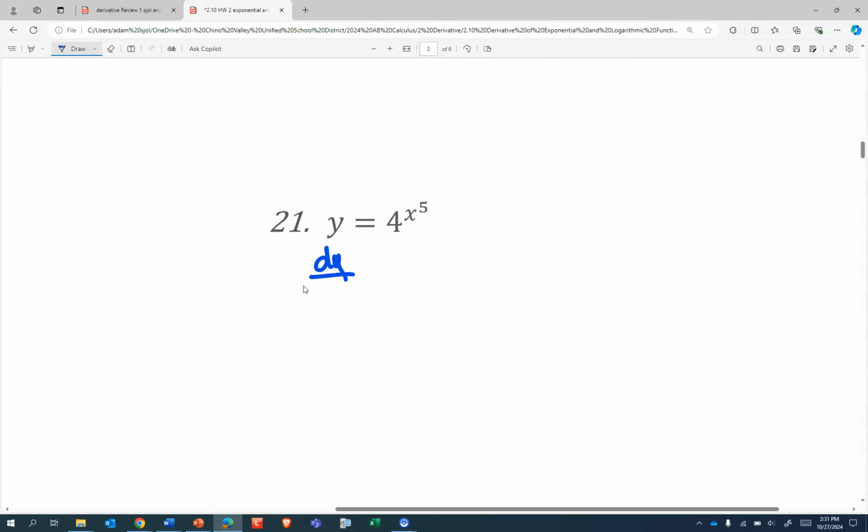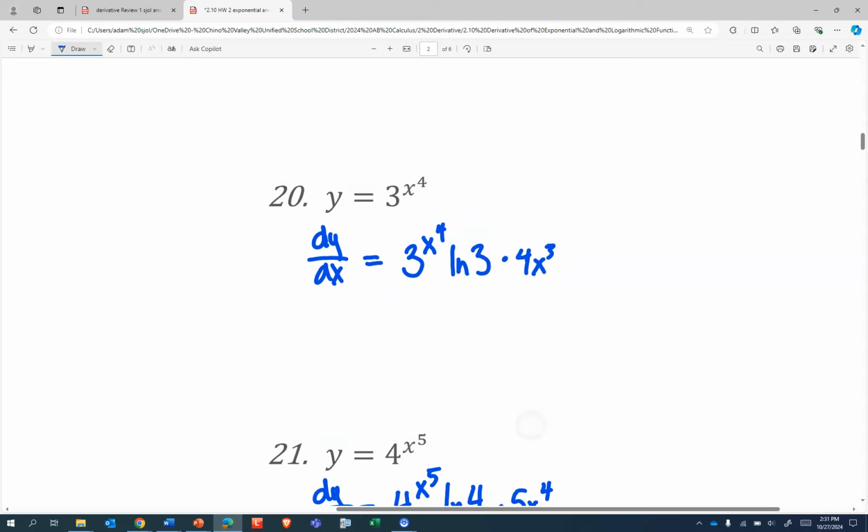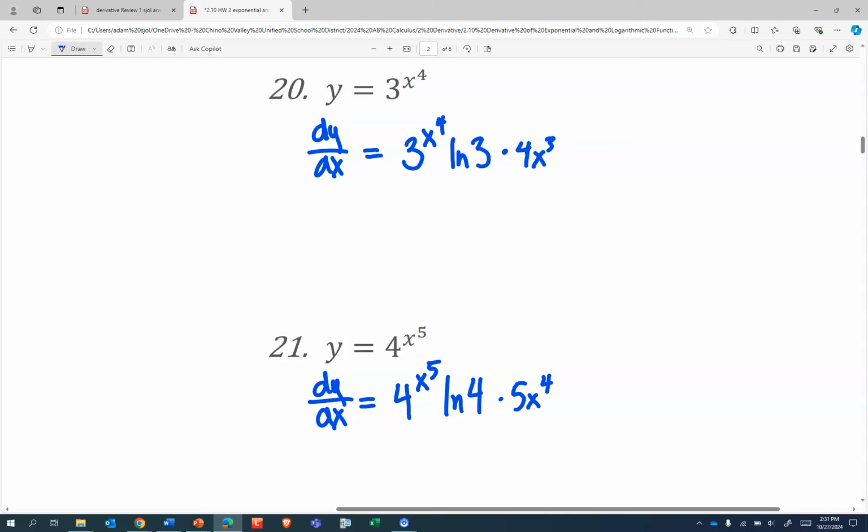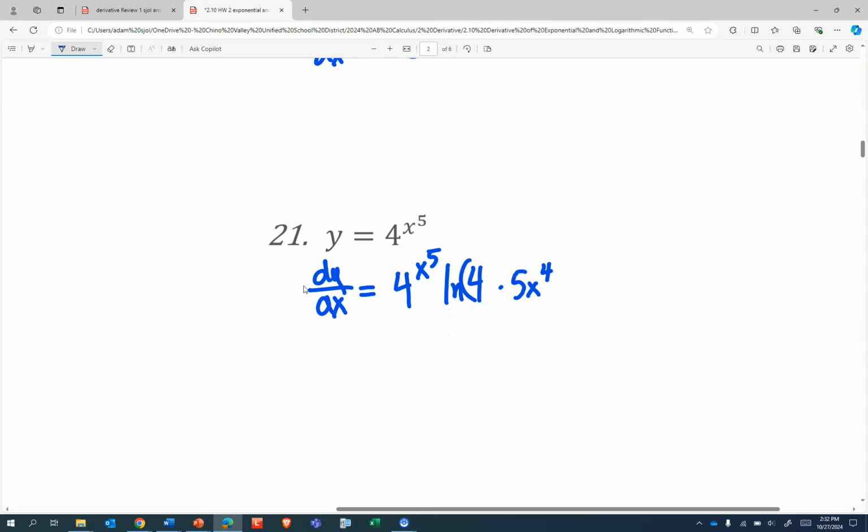The derivative of 4 to the x to the 5th is going to be 4 to that same x to the 5th, natural log of the base 4, and then times 5x to the 4th power. My brain just caught, why aren't we multiplying some of these things together? Well, that 4 in the natural log is locked up in the natural log. We can't do 5 times this 4 since they have different exponents, things like that.